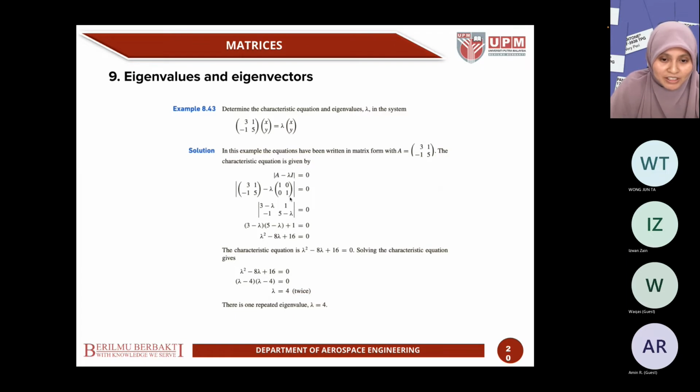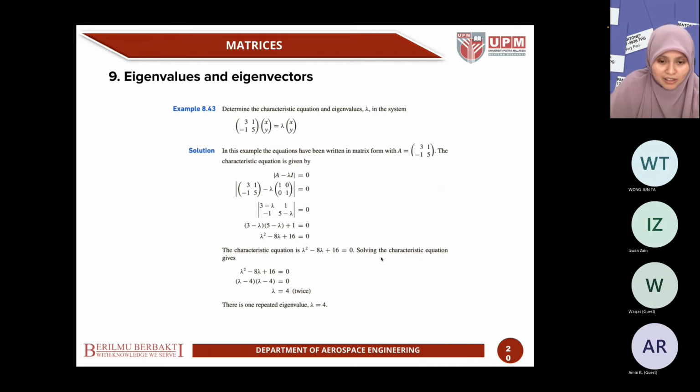Okay, so you calculate the determinant using the determinant calculation. So you get the characteristic equation. The characteristic equation here is lambda square minus 8 lambda plus 16 equals 0. Okay, so this is the characteristic equation. Now we need to find the eigenvalues, the lambda.